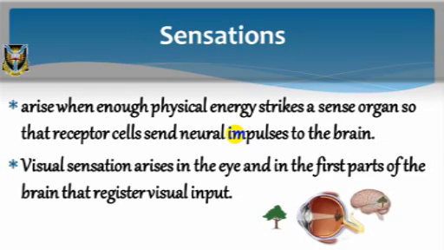In the study of vision, the entire cell that responds to physical stimulation is called a receptor, and not just the parts that register the input. It is the signals that are sent by these receptors that cause you to become aware of the outside world. Visual sensation arises in the eye and in the first part of the brain that registers visual inputs.